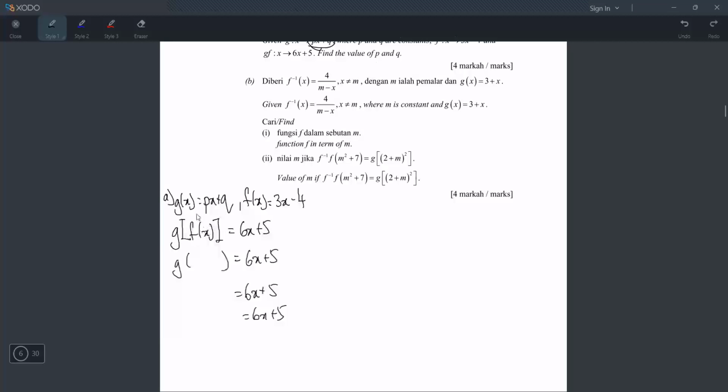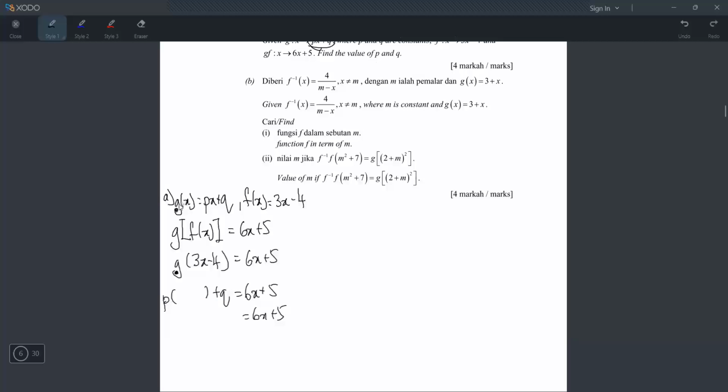So first thing first is I will do fx first, because fx is inside. Must do the inside first. So fx we have already is 3x minus 4. So we can just put it in like this. Alright. After we do the inside, now we look at the outside. So outside now is what? G, right? So do we have G? Yes. So we have function G, which is px plus q. So let's write down px plus q.